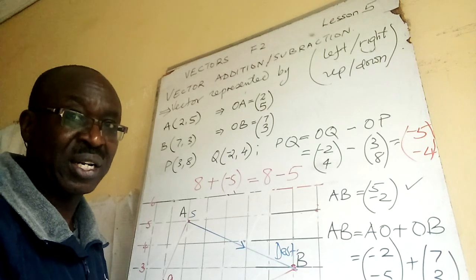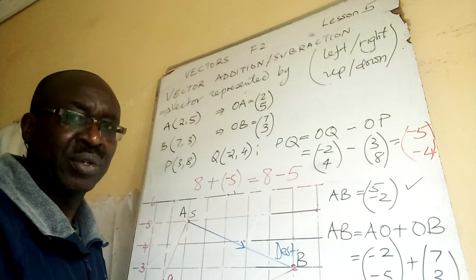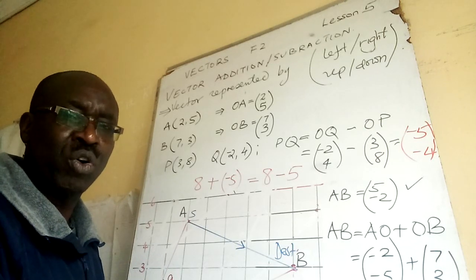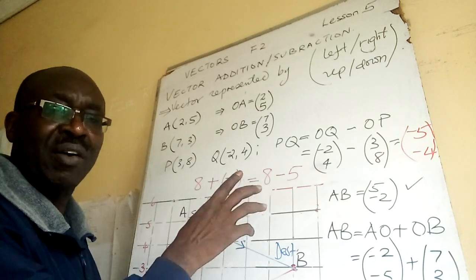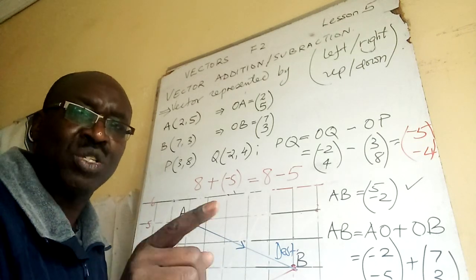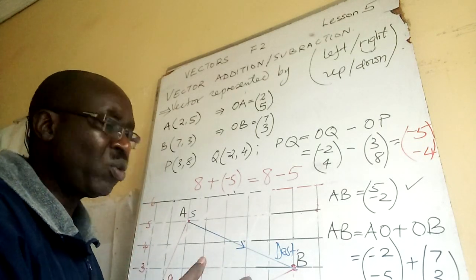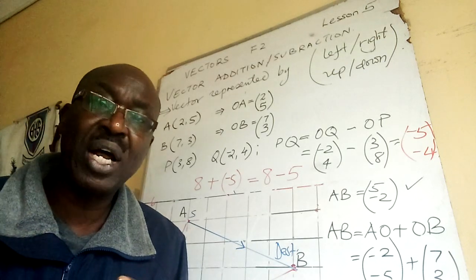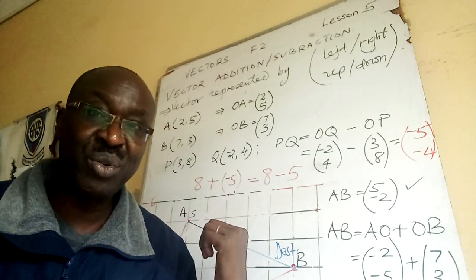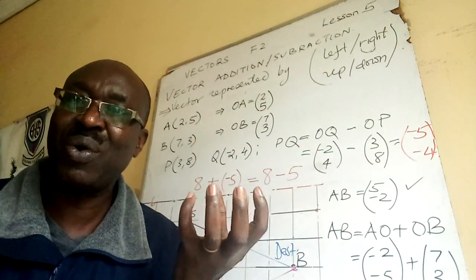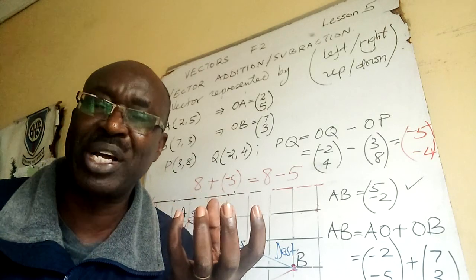Remember what I said? From A, you go to O, from O, you go to B. So I've done it using two methods, but the second method is what will be tested more. No one will draw this. But if somebody draws now, they drew this Cartesian plane and they gave you vector. They wanted to see if you understand the movements.